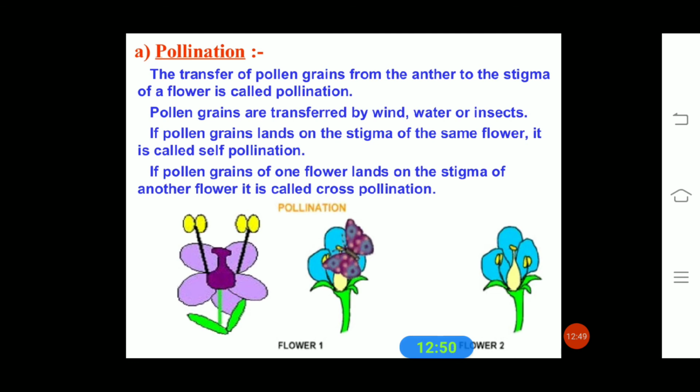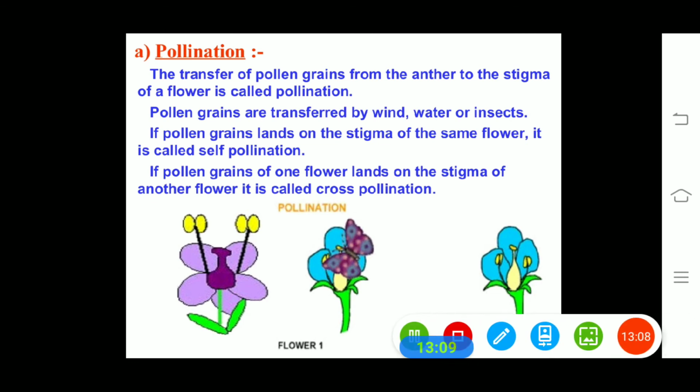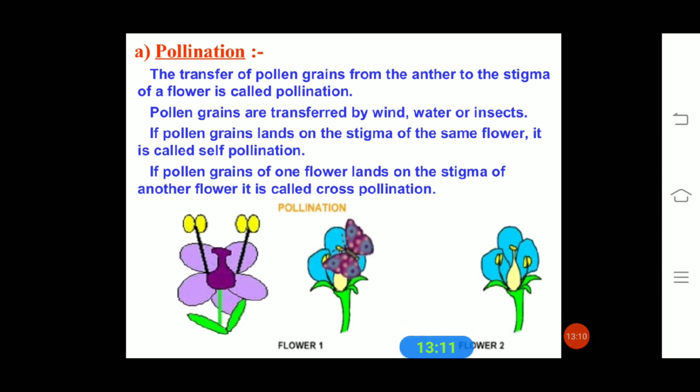Okay, so pollen grains are transferred. How are these pollen grains transferred? These pollen grains are transferred by wind, water or insects. If pollen grains land on the stigma of the same flower, it is called self pollination. Students, again this pollination can be classified into two types.